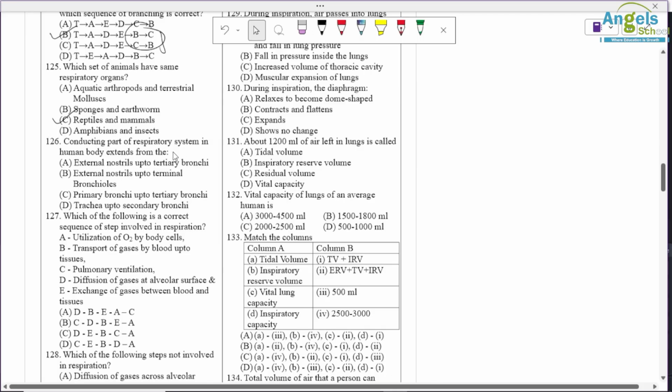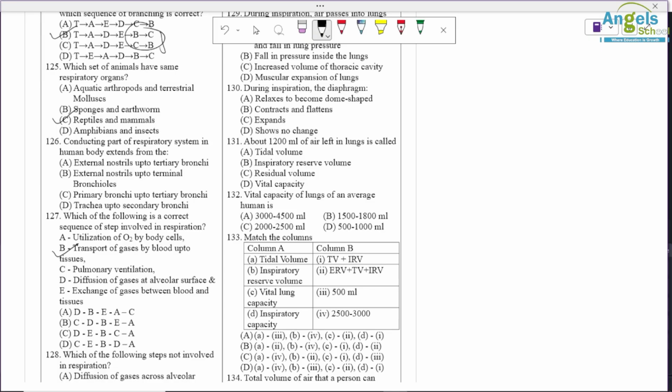Conducting part of respiratory system in human body extends from... Okay, so it extends from external nostril up to terminal bronchioles. Okay, so B option is correct.